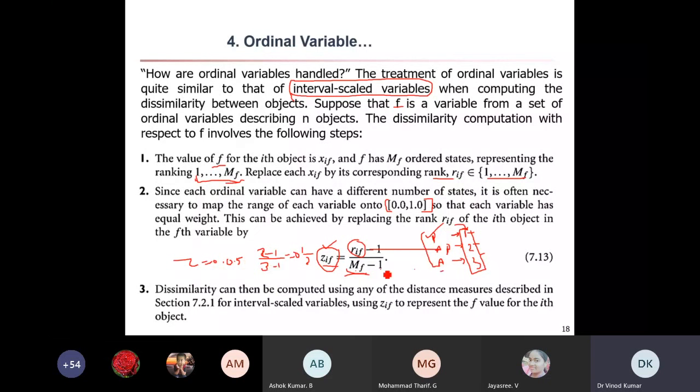And for assistant professor, it will be (3 minus 1) divided by (3 minus 1), so you will get 1. So we have now discretized the values. We can represent them as 0, 0.5 and 1. This will be the dissimilarity value for the particular objects. Okay, like this we can do. Next one, dissimilarity. So this will come under dissimilarity.